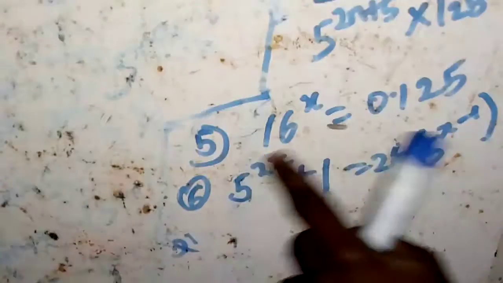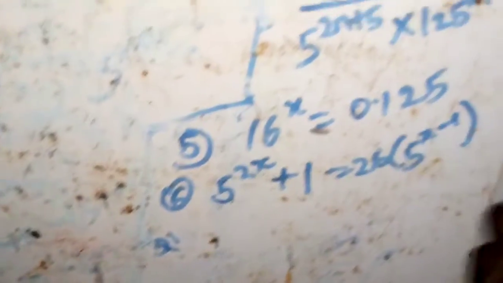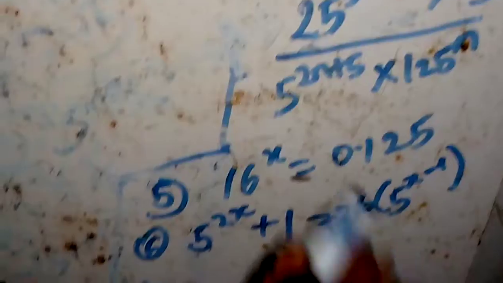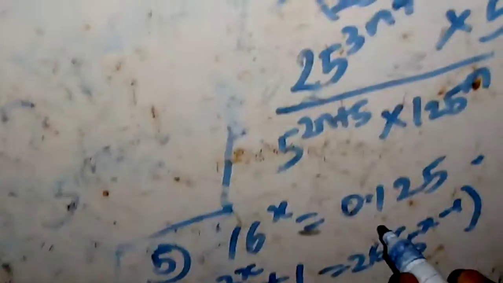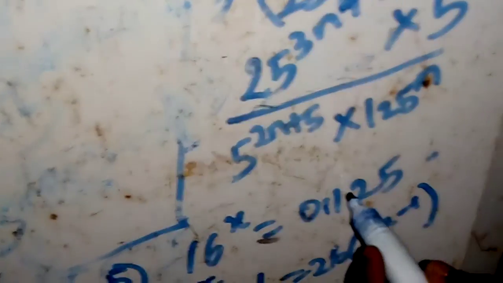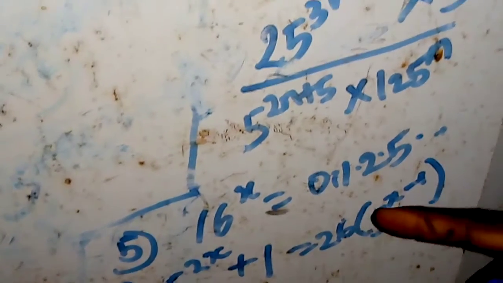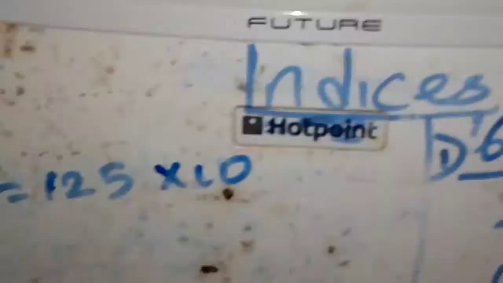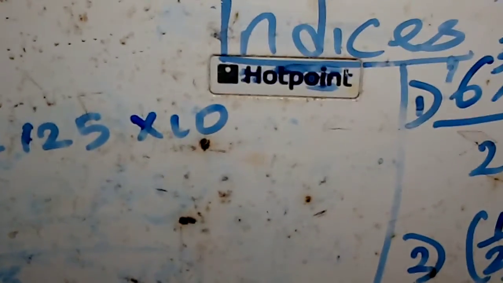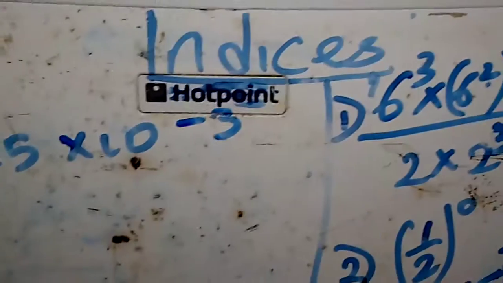Looking at this fifth question, 16 raised to x equals 0.125. So this 0.125, just carry your point. I hope you guys know standard form. So in standard form, we want to move this point outside here. So 1, 2, 3, the movement is three times. That's 1 2 5. The point is outside there. So times 10 raised to power, since we move it to our right hand side, it will be minus 3.